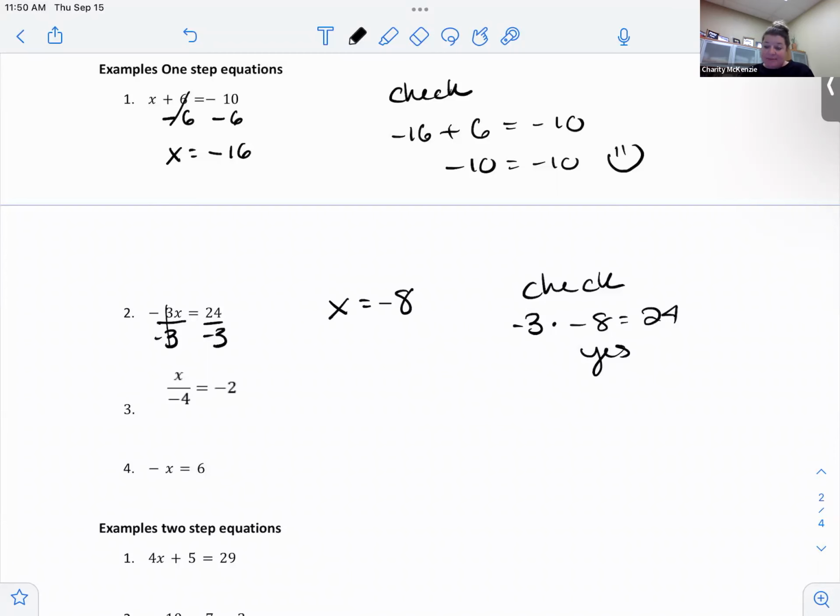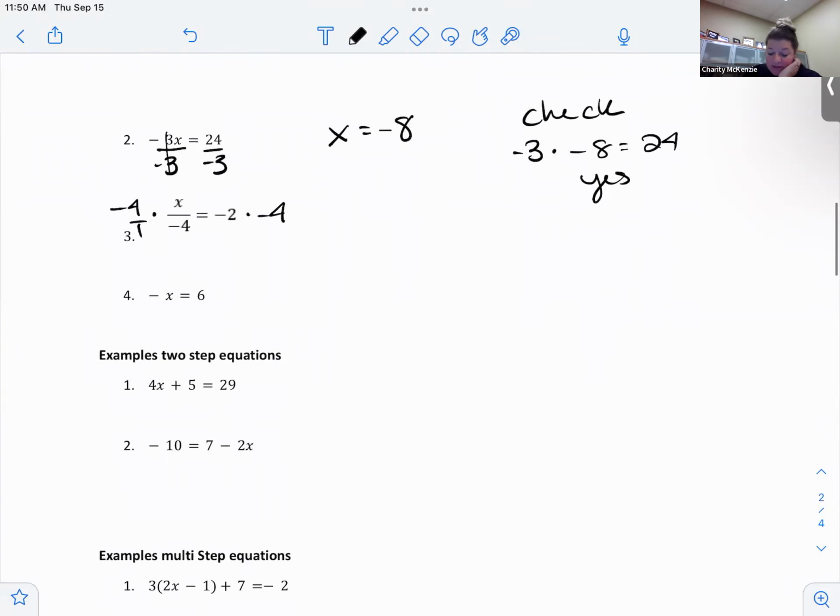It's going to be times. So on this one, I'm going to times both sides by -4. I kind of had to write it on that left side just because that's where I have room. Think of it as over 1 if you want to with the fractions. So you should be able to see that these would cancel and you still only have 1x left over. And then on the other side, a negative times a negative is a positive, so I get +8.